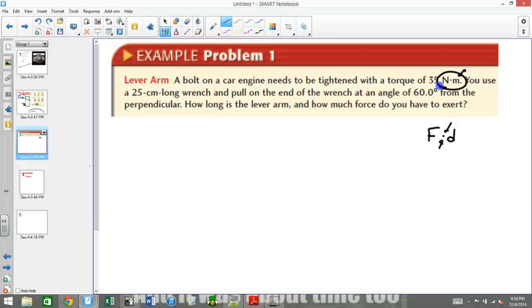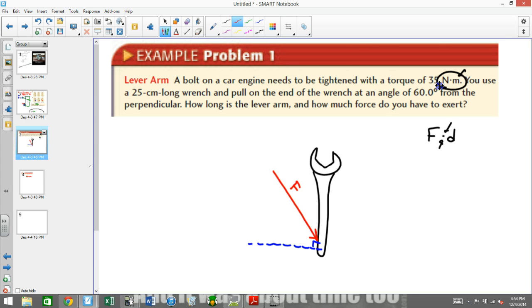So here's your wrench. So here's the perpendicular to the wrench, and you're pushing at 60 degrees to that. And you pull actually. So I think what I'll do is I'll just flip this around. I'll make sure that I pull on it with the force of that.